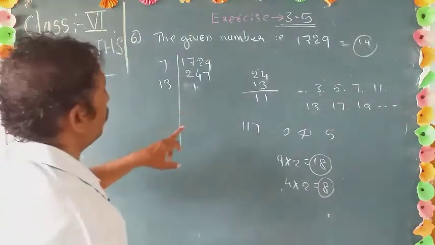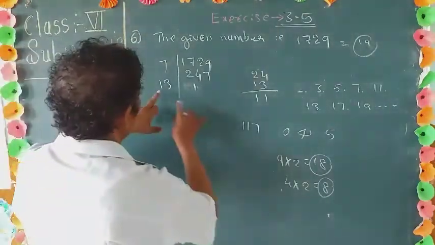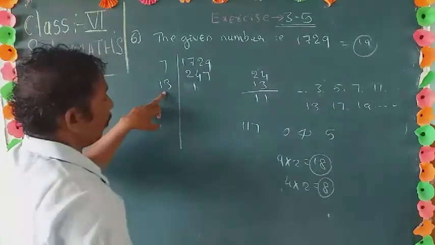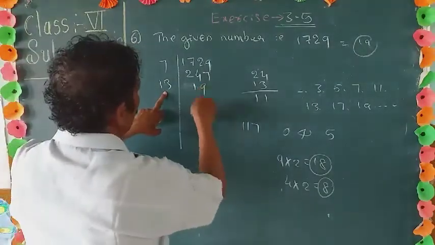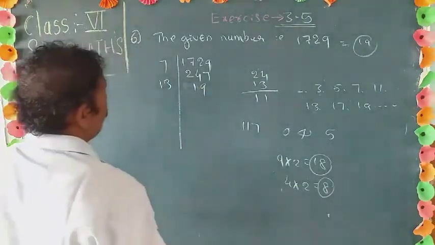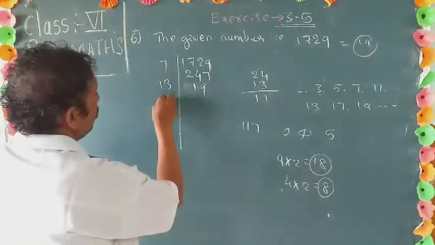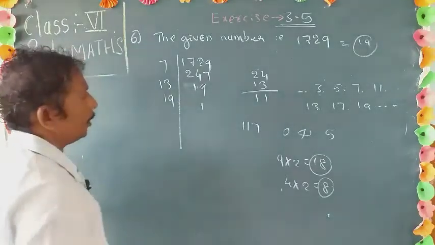Next, find whether 117 is divisible by 13 or not. 13 9s are 117. Now this 19 is divisible by 19. 19 1s are 19.